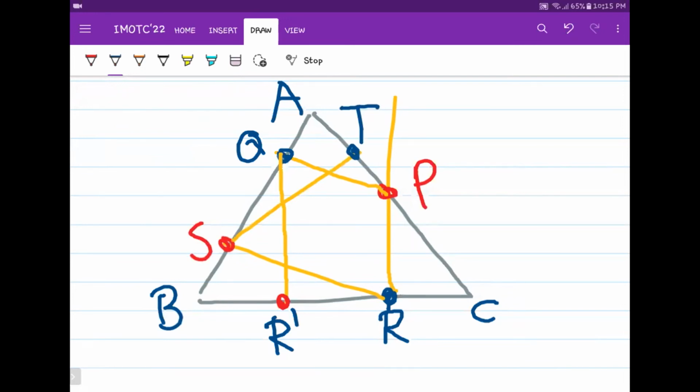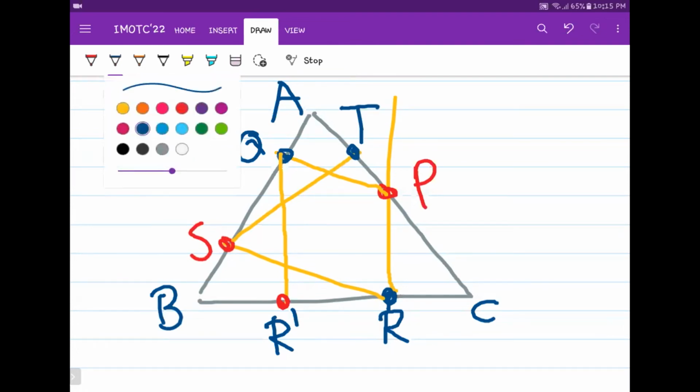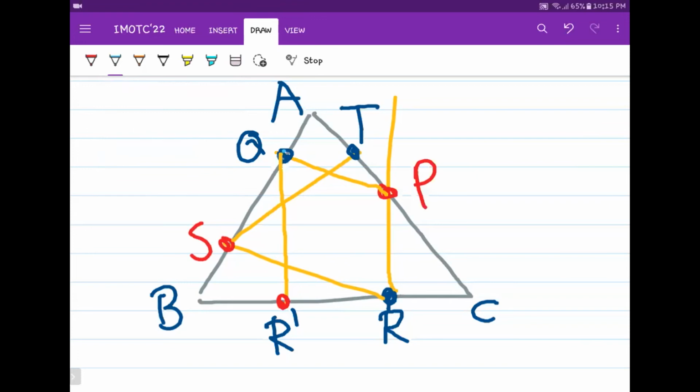So now the claim is QTR is right angle. Okay. Is this your claim, Siddharth? I didn't have a claim, but that's the status. Oh, we have come to the same thing again.